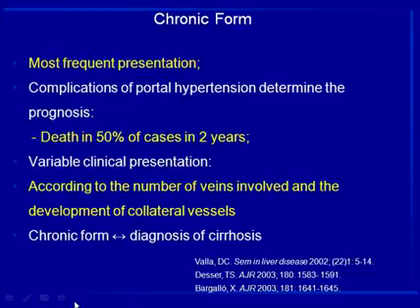Chronic form is the most frequent presentation. Complications of portal hypertension determine the prognosis. Death in 50% of cases in 2 years. Its clinical presentation is variable according to the number of veins involved and the development of collateral vessels. In some cases, the chronic form is difficult; the differential diagnosis is cirrhosis.